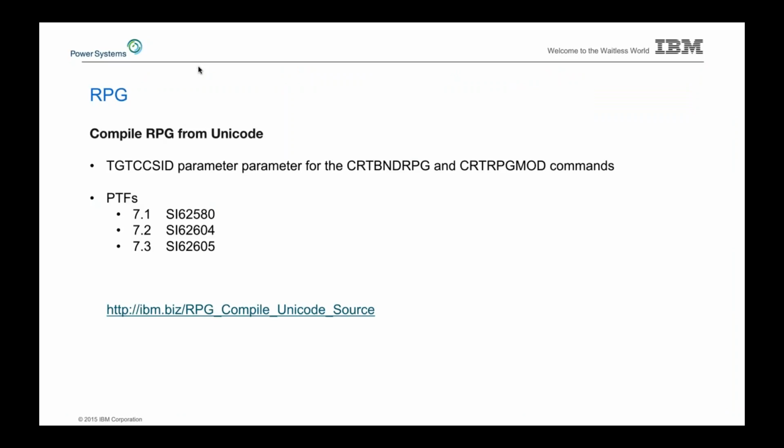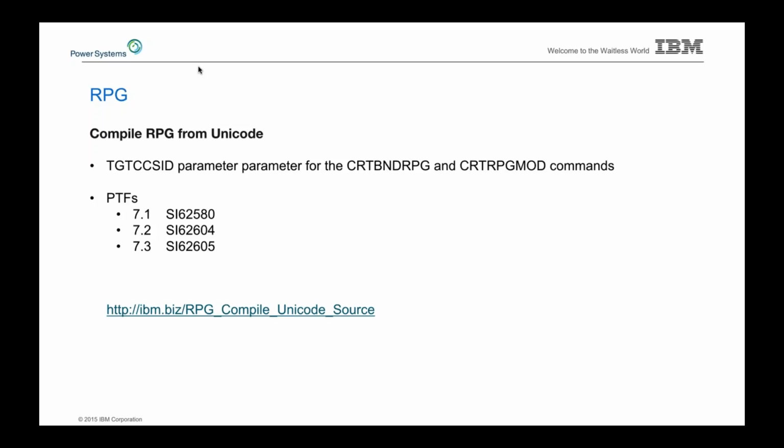One of the next things, RPG. A rather interesting update we added in RPG. This was added in 7.1 through 7.3. We added a new parameter to the CRTBNDRPG or CRTRPGMOD commands, and it allows you to specify your target CCSID, which solves a significant problem where if you had your source code for RPG stored in Unicode, the compiler would have a problem. It wouldn't recognize things properly. And so this new parameter helps alleviate that issue.